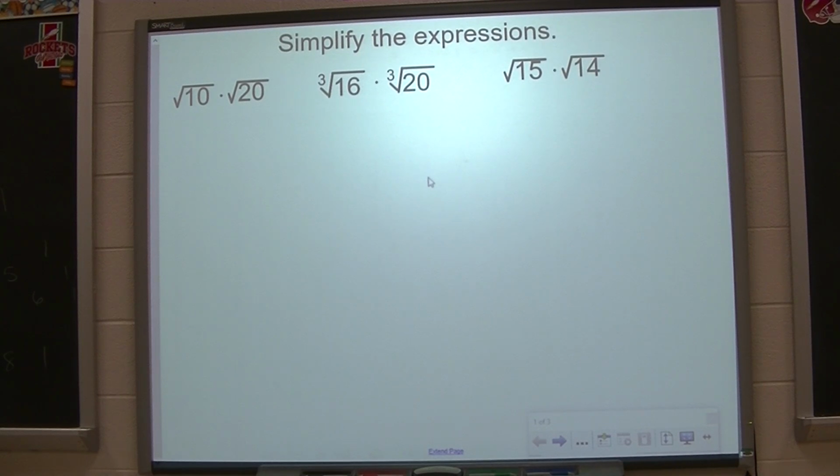All right, for this, we need to simplify the expressions. Square root of 10 times square root of 20, the cube root of 16 times the cube root of 20, square root of 15 times the square root of 14.